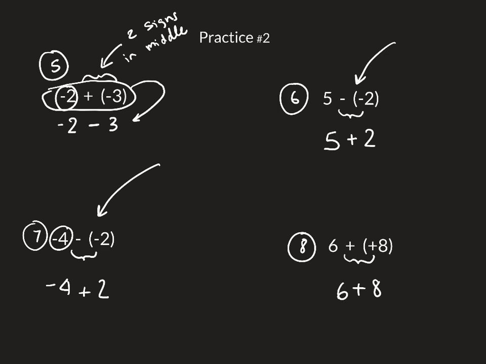Okay, let's go ahead and solve these. So for number 5 again, negative 2 minus 3, notice the signs are the same. It's going to be 5, negative 5 actually.